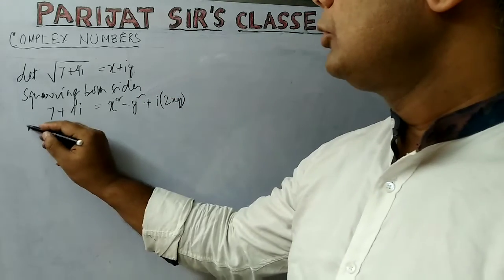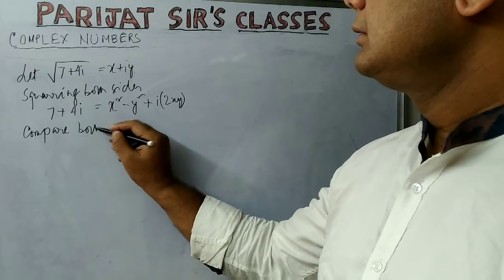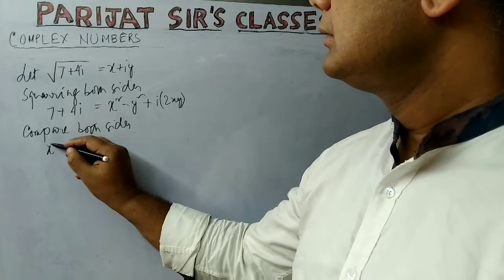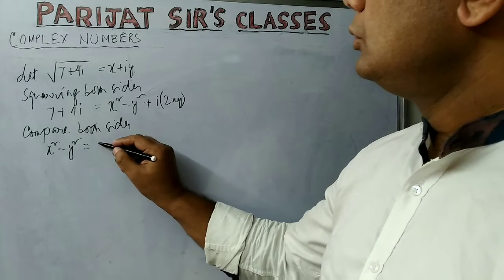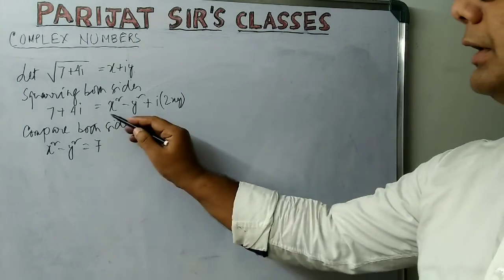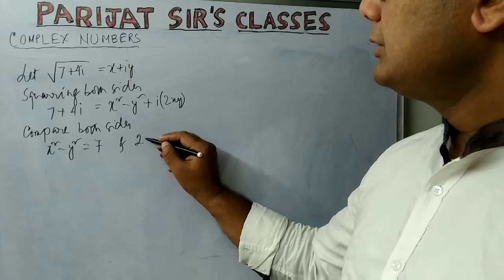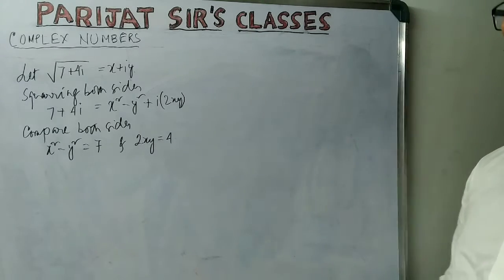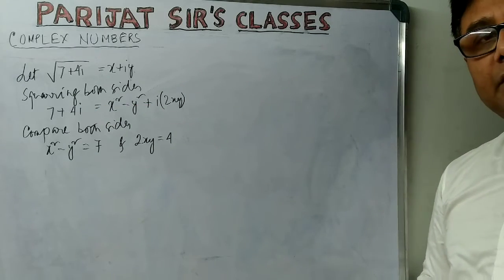So now if I compare both sides, I can tell the real part of this should be equal to the real part of this, and the imaginary part of this should be equal to the imaginary part of this.